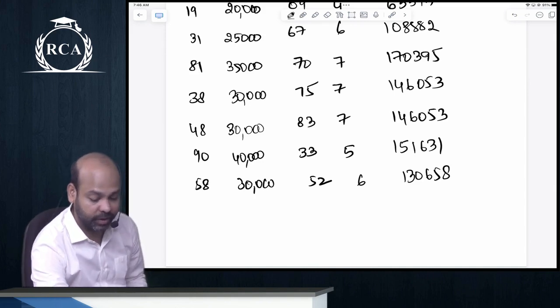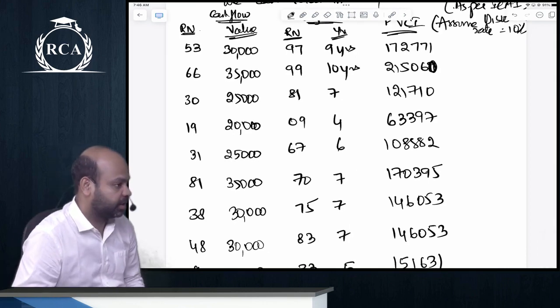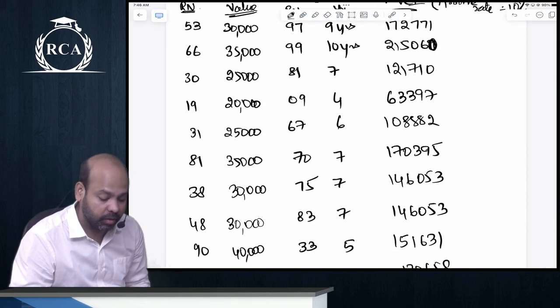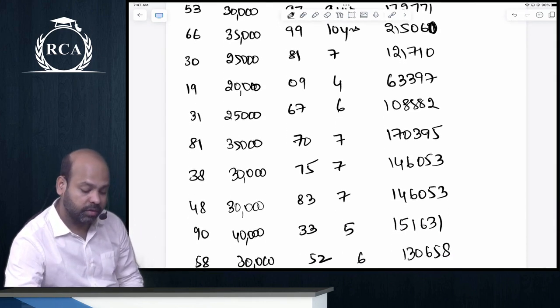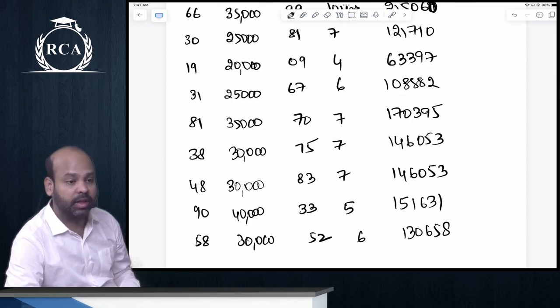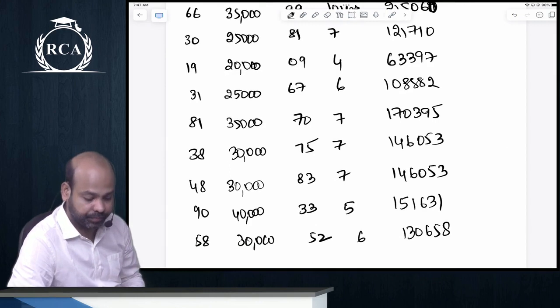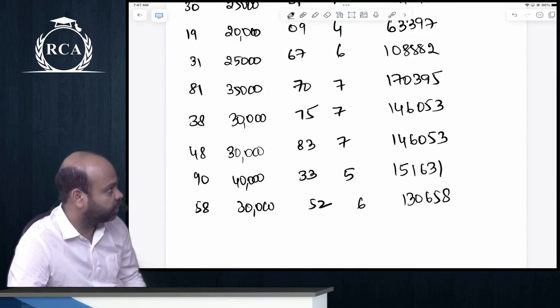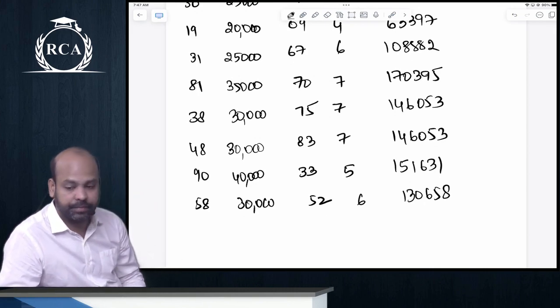Next, guys. Next question, beta. If you're all done with this, did you all compute this present values, beta? Please check. You'll get 172, 771, 215060, 121710, 63397. That discounting rate of 10% we have assumed, guys. It is not given in the question. 170395 and so on. 146053.